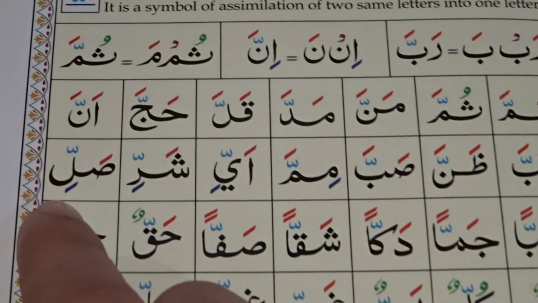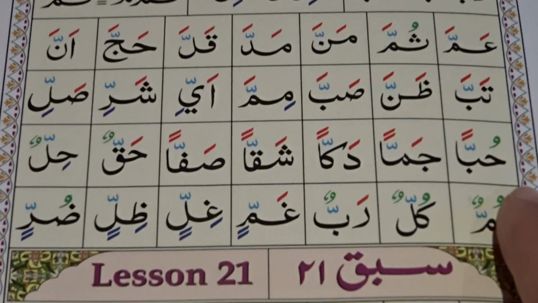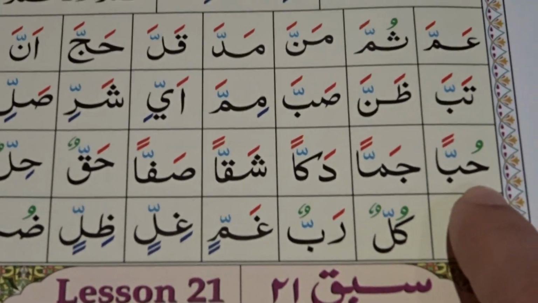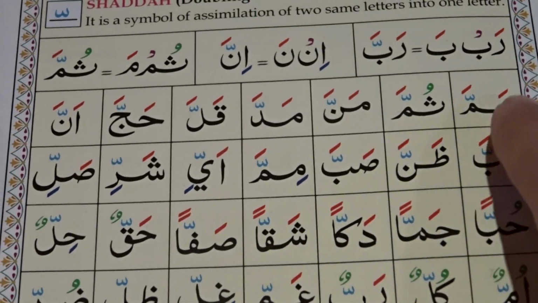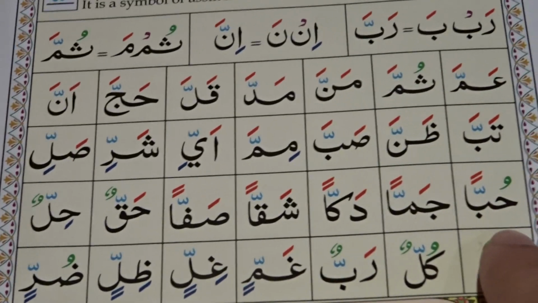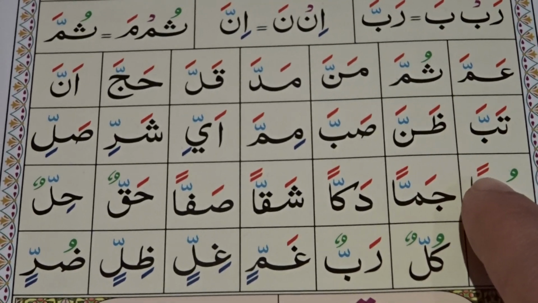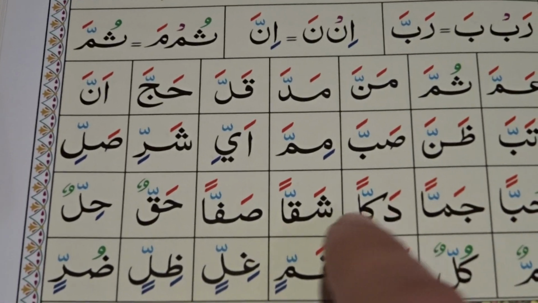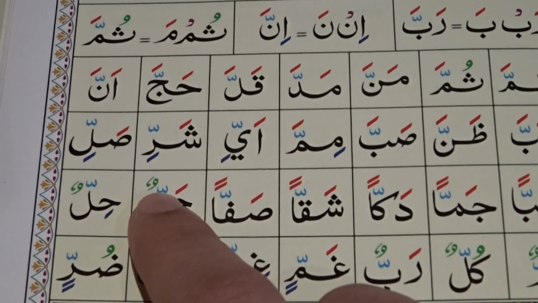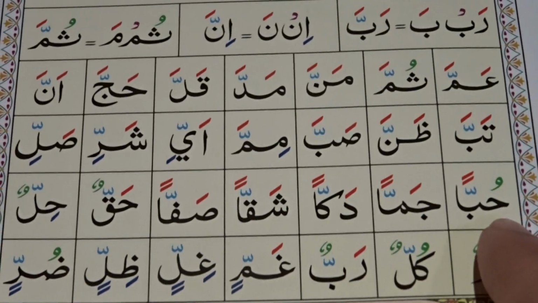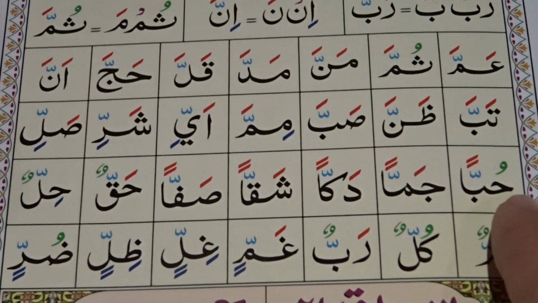Okay, now we're going to move on to this third line here. As you can see, obviously it's getting a little bit harder as you move down, but now we can see there's double the letters. So for example, double zabar, double pesh. So be mindful of that on this line here.